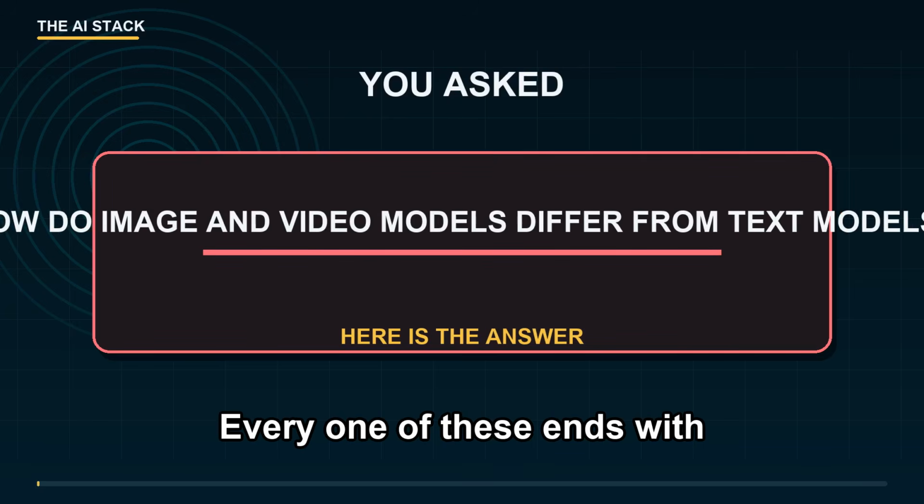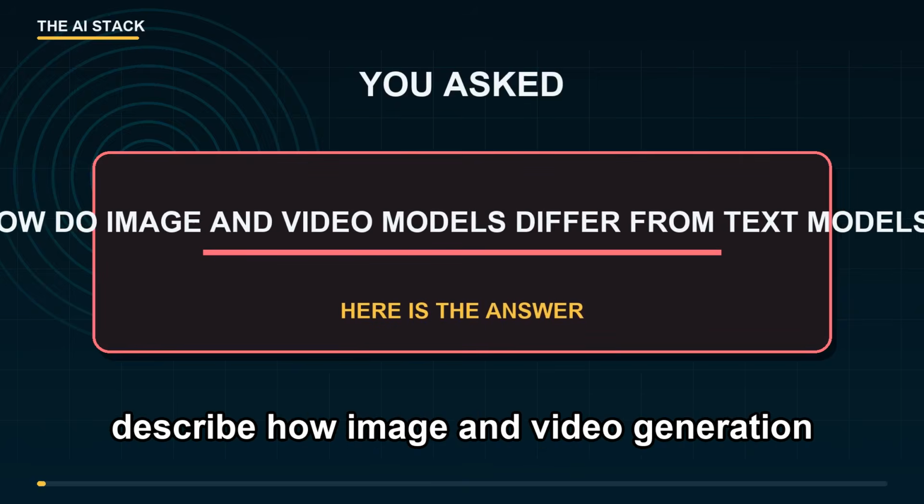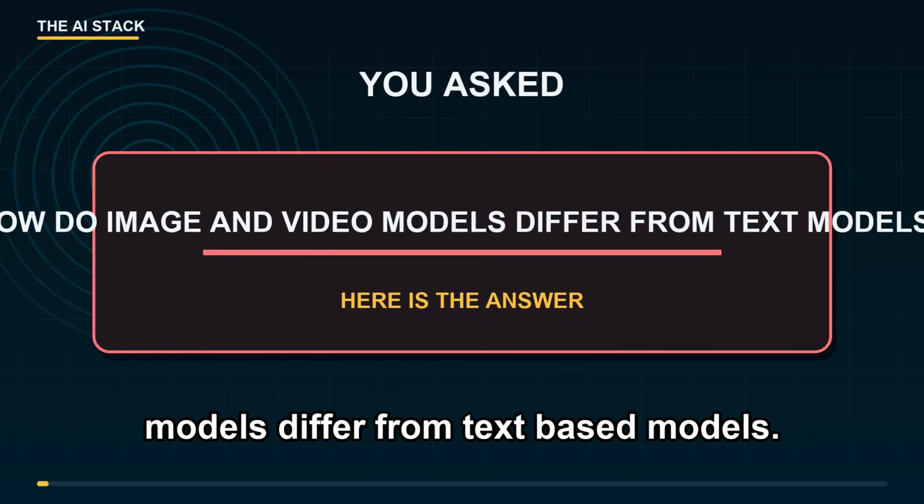Every one of these ends with a line asking what you want broken down. Somebody took it up. Can you describe how image and video generation models differ from text-based models?